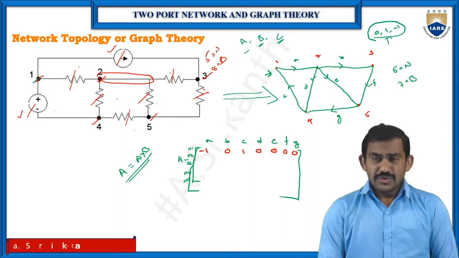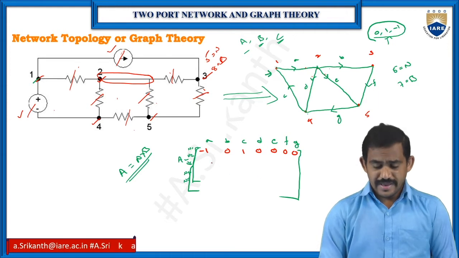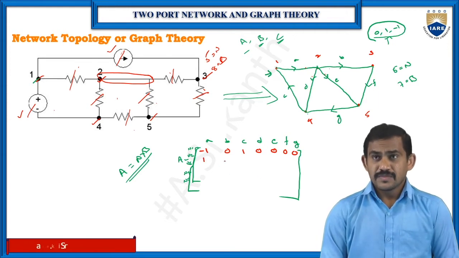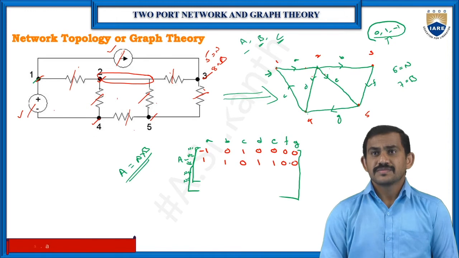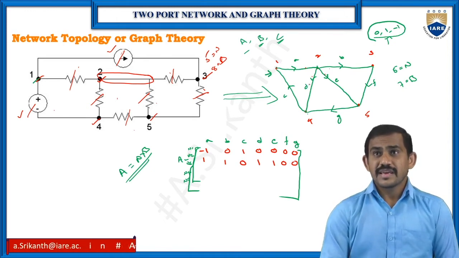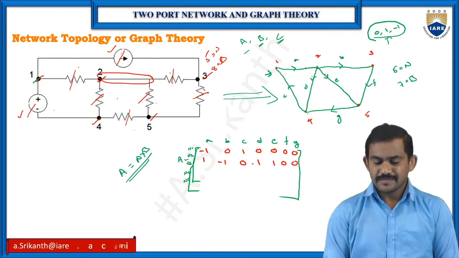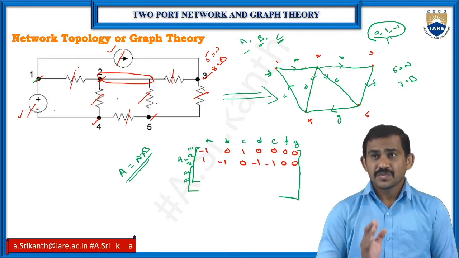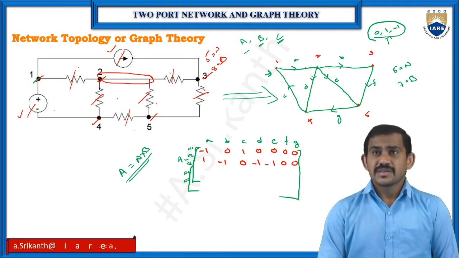Now coming to node 2, at node 2 we have 4 branches: A, B, D and E. Remaining are zeros. Now check the directions. A is incoming, and incoming means we have the positive one. The remaining B, D, E are minus. Which is incoming current, that is positive, remaining are minus. So this is about node 2.